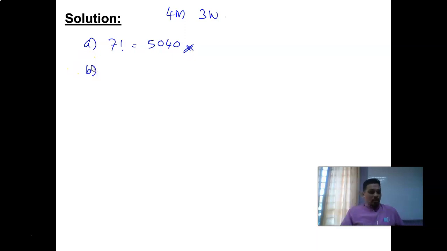Question B. All female cadets are to sit together. So how many members are here? 4 plus 3 equal to 7. 1, 2, 3, 4, 5, 6, 7. When the 3 women must sit next to each other, if we imagine these 3 places for women, we consider it as 1 unit. And then for men, 1, 2, 3, 4, 5.